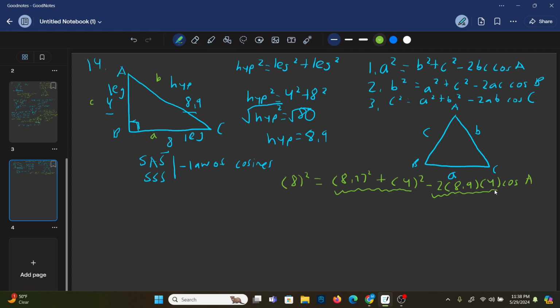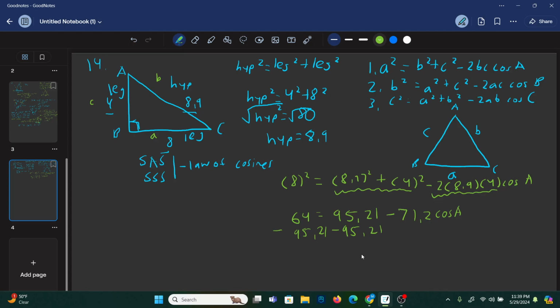So let's put that into our calculator. We get 64 equals 8.9 squared plus 4 squared, which equals 95.21, minus 70, and we're going to solve for this, 71.2 cos A. So we subtract 95.21 from both sides. We don't subtract this because it's multiplied with cos A, so we can't subtract this. We need to divide this.